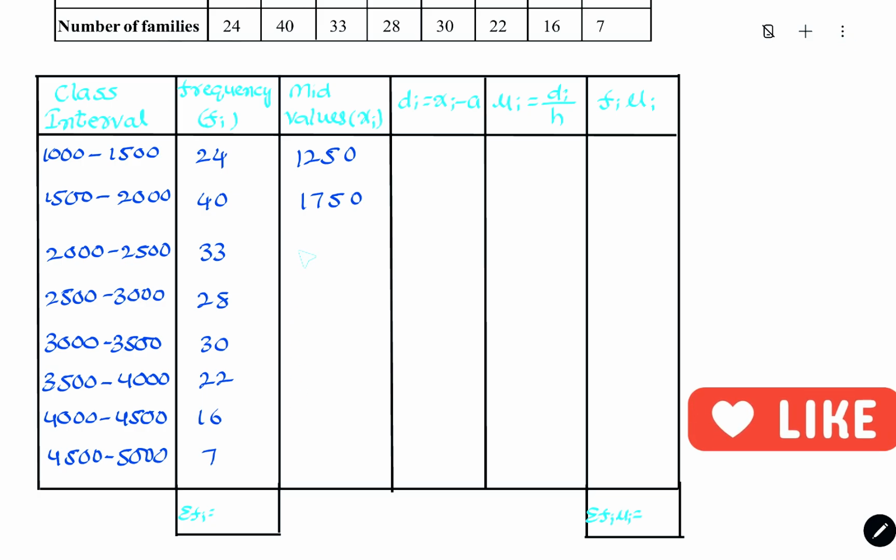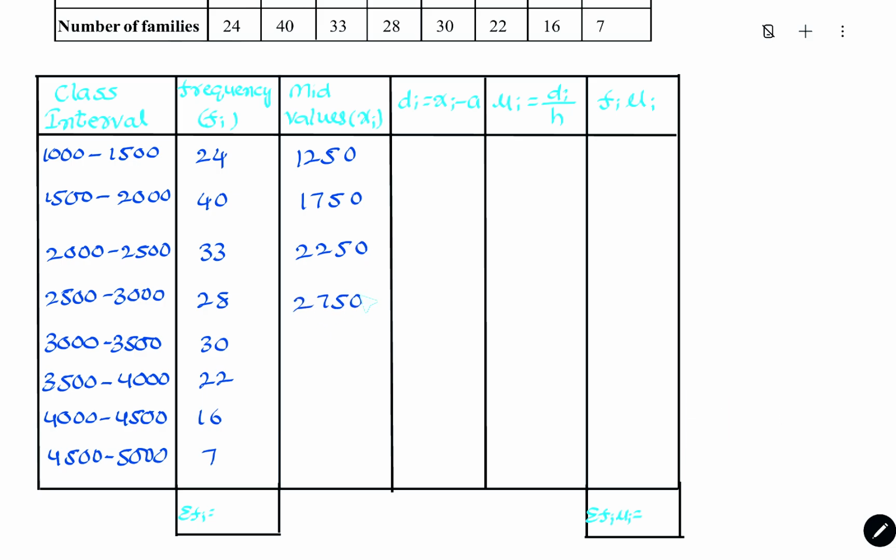Here 2250 plus 2750, 6500 by 2, 3250. Here 3500 plus 4000, 3750. Here 4000 plus 4500, 4250. Here 4500 plus 5000, 4750.